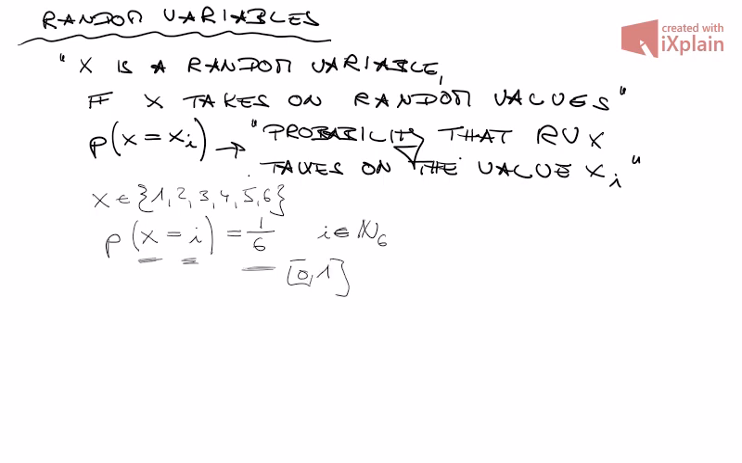To give a concrete example for the thing that I just wrote up here, if you think that the random variable X models the outcome of the throw of a fair die, then this notation means the probability that the die comes up with 3 dots, for example, is 1/6.